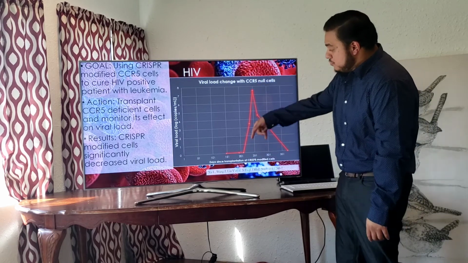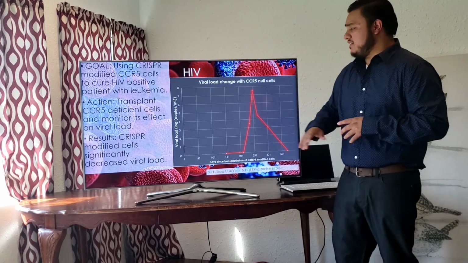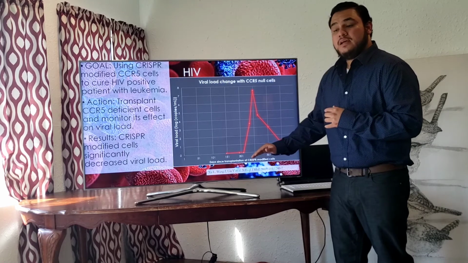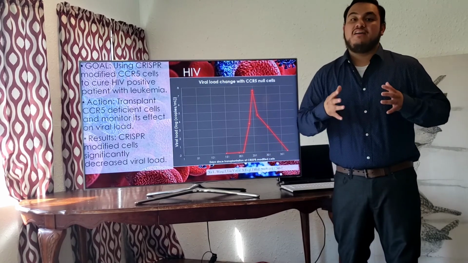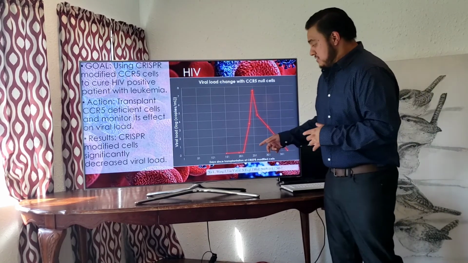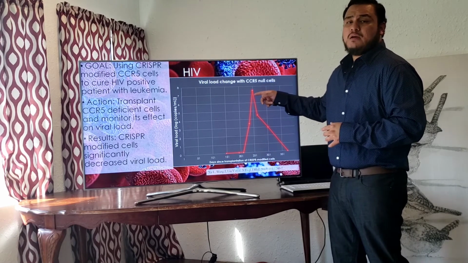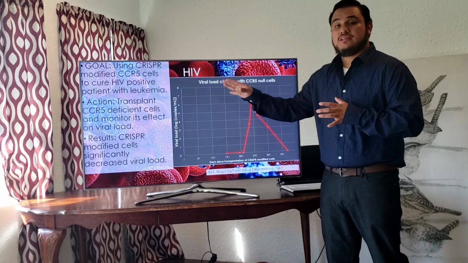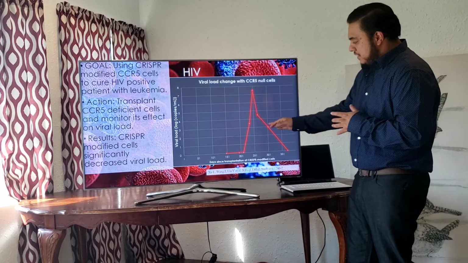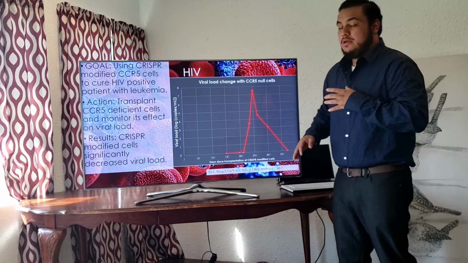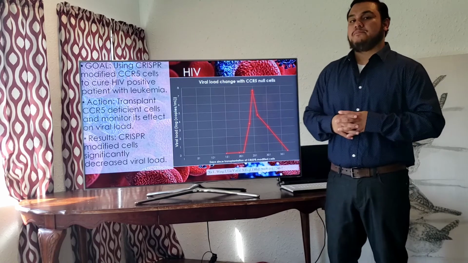Now here we have a huge spike. So the scientists said that in this time, they actually tried another antiviral therapy. And as you can see, it was ineffective. The viral load skyrocketed. But then they started doing the CCR5 null cells again, and then we can see this decline. Now, they weren't able to cure this patient of HIV.